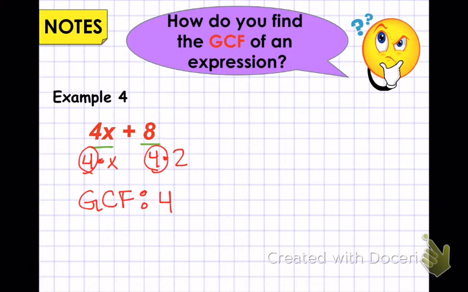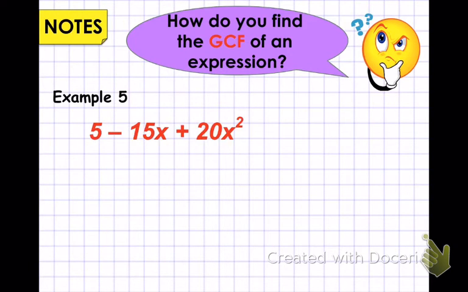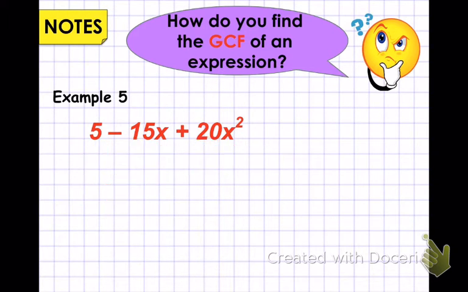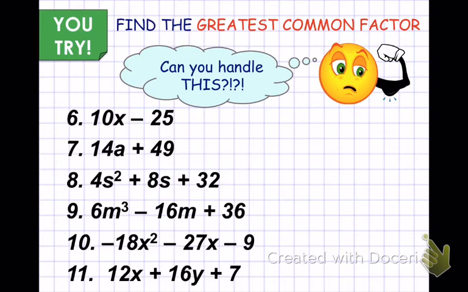Let's work on number 5. What's the GCF of 5 minus 15x plus 20x squared? You should recognize these as multiples of 5. Just so you can see it here, they all have a multiple of 5, so your GCF is 5. So that's just a basic idea of what the GCF is. Go ahead and try out the next few problems. Go ahead and pause your video and answer these and check your answers after you're done.